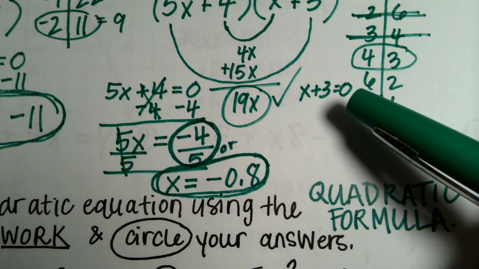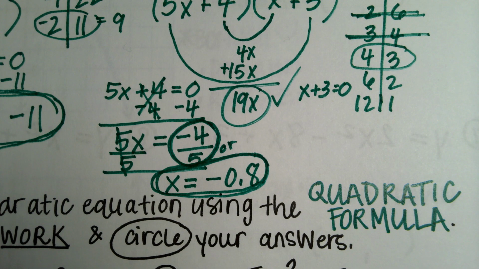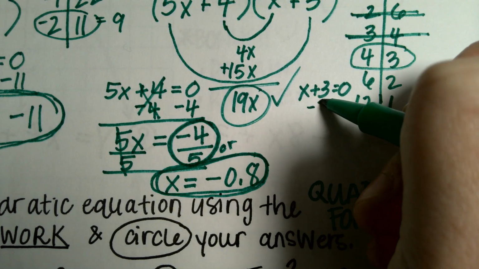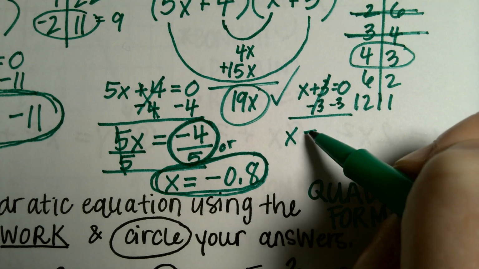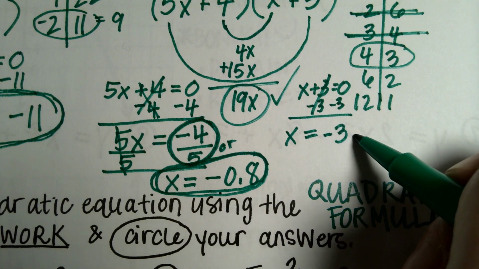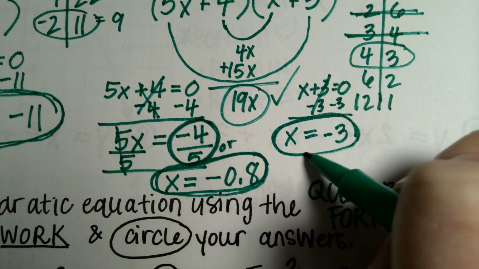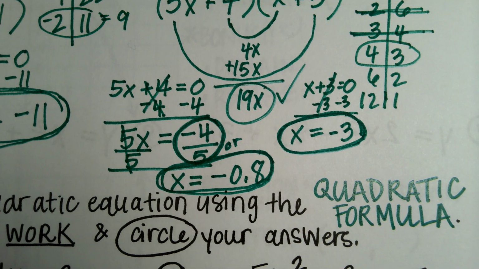I need to solve that other equation. x plus 3 equals 0. Minus 3 from both sides. We'll get x equals negative 3. Perfect.